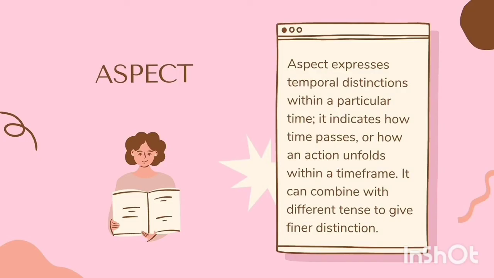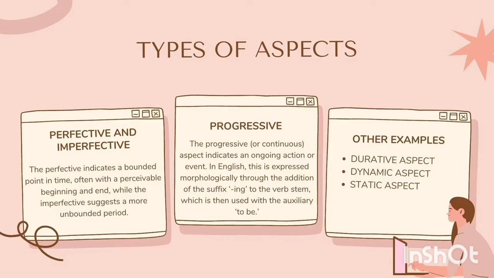The next property is aspect. Aspect expresses temporal distinctions within a particular time. It indicates how time passes or how an action unfolds within a time frame. It can combine with different tenses to give finer distinctions. There are several different aspects used by the languages of the world. One of the more common is the distinction between the perfective and the imperfective. The perfective aspect indicates a bounded point in time, often with a perceivable beginning and end, while the imperfective aspect suggests a more unbounded period.